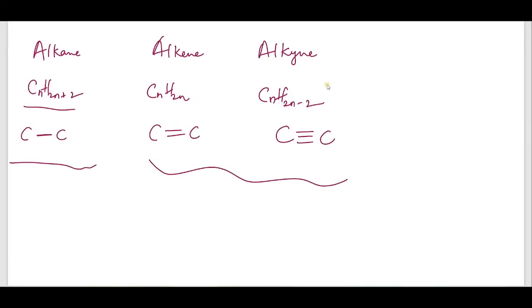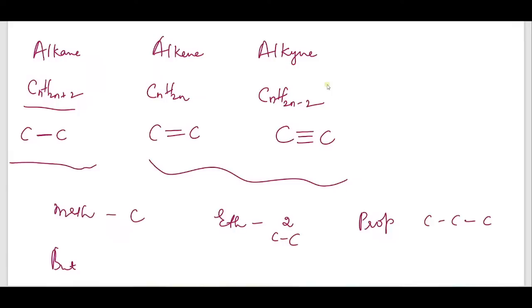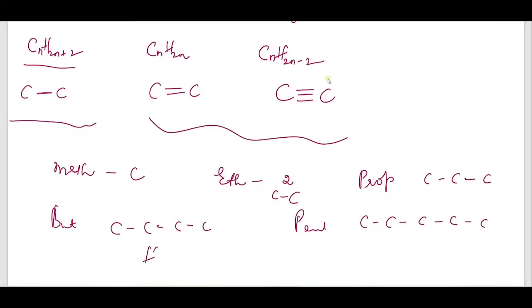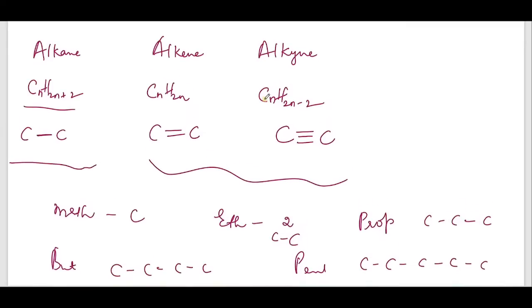Also you should remember, meth means a single carbon atom. Eth means two carbon atoms. Prop means 3 carbon atoms. But means 4 carbon atoms. Pent means 5 carbon atoms. Hex means 6 carbon atoms. So these are the points you should remember.